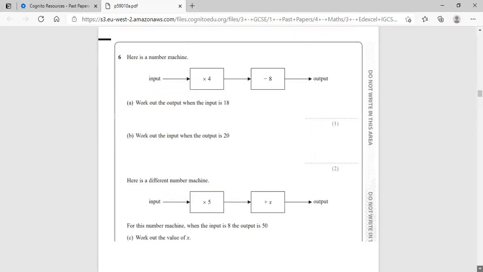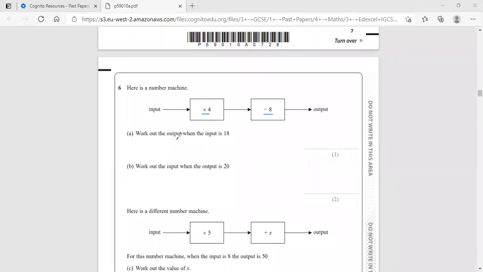Right, question 6. Here is a number machine. It says input is time, so you have the input and then you have to times it by 4, and you have to take away 8 and you get your output. So let's just underline what the steps are, okay? So work out the output when the input is 18.